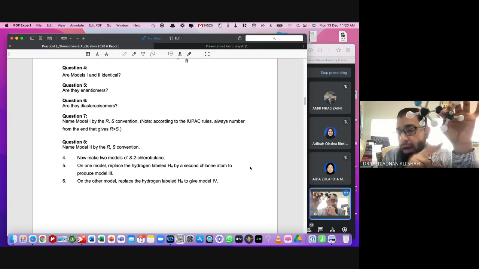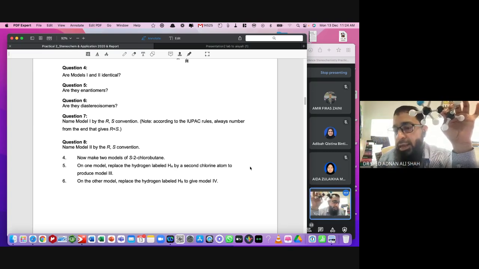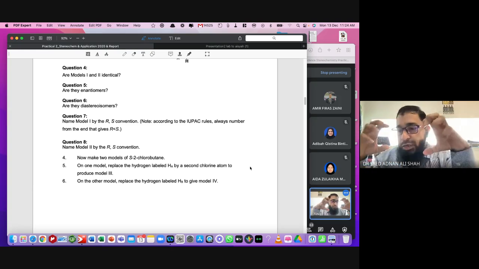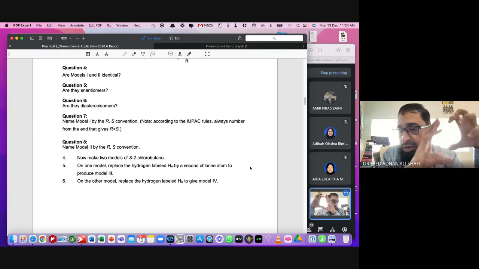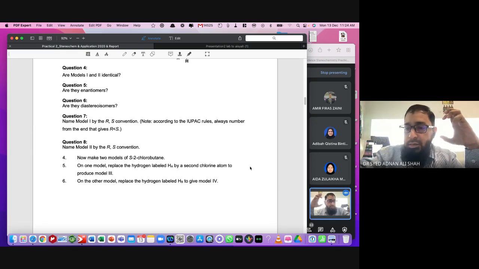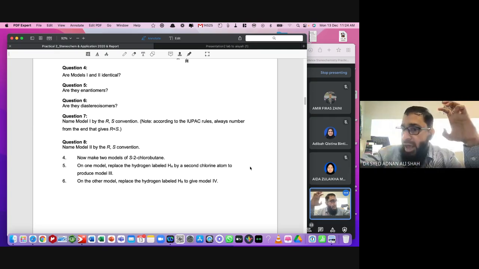So R,R and S,S are enantiomers, and S,R and R,S are enantiomers, right? Meaning that if one molecule has the RR configuration, the mirror image will be S,S. If one enantiomer has R,S, the other one will be S,R. If the enantiomer has S,R, the other one will be R,S. Understand? So these are the enantiomers. What can the diastereomers of these compounds be? The diastereomeric pair will be R,R and S,R.